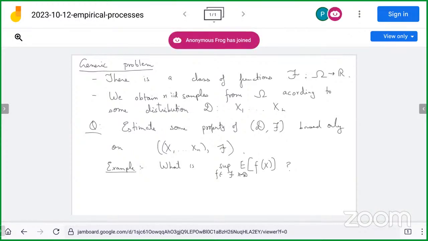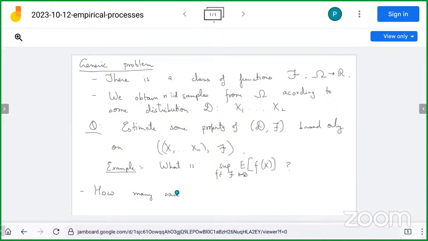This is what you want to study: to understand, when you use finite samples, on what conditions on F can you get a good result for things like this. How many samples should be needed for a good answer? Right now it's very abstract, so let's look at a concrete example.